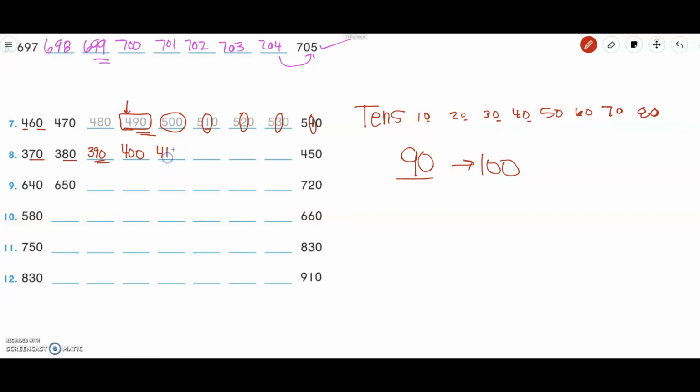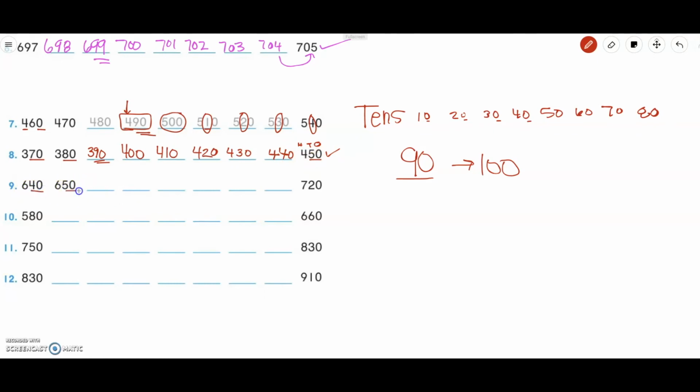So 410, 420, and what's the next 10? 430, 440, and then 450 should be my next one, okay? So tens is a little tricky because we're not changing our ones position. We're changing this middle here and sometimes the 100 when I get to 90. So make sure you're changing the middle, your tens. Like if I were to put HTO, we're going up by 10, so our tens place value should be changing.